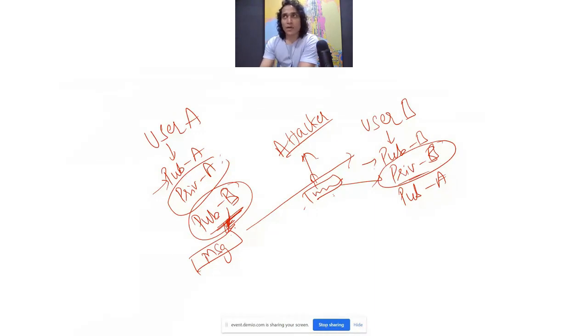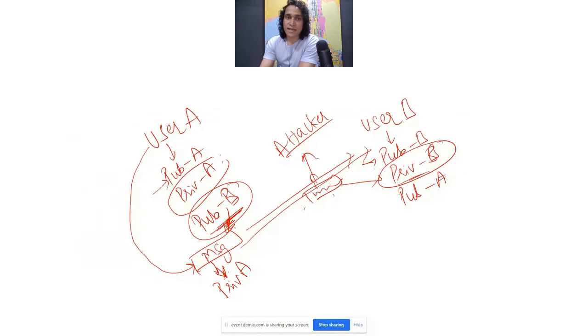So that is how asymmetric encryption works. One quick note here, let me explain that as well quickly. Now, what user A could have done is, user A could have encrypted this message with his own private key as well and sent it across. Then, which key would be used to decrypt it?